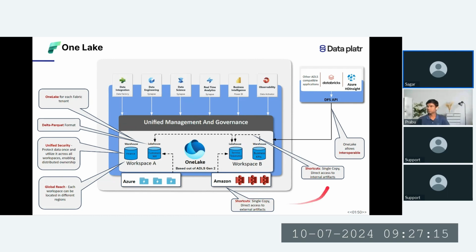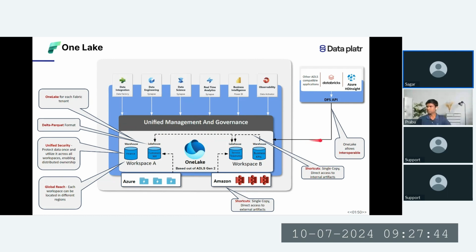Similarly, you have something called internal shortcuts. What that means is you might have different lakehouses or different warehouses residing in different workspaces. If you want to query from one workspace to another workspace, you can create shortcuts, which is nothing but an internal shortcut. Here also the concept of pointers applies: you don't have to copy the entire data from one workspace to the other workspace. It's a direct access to the internal artifacts.